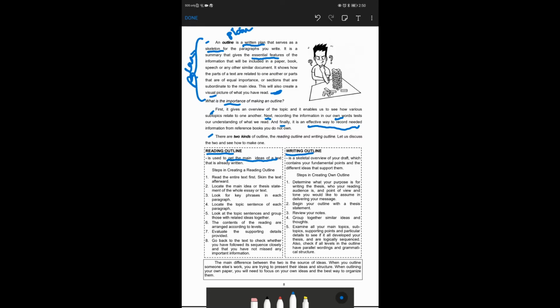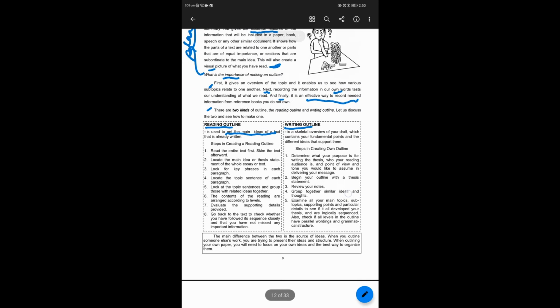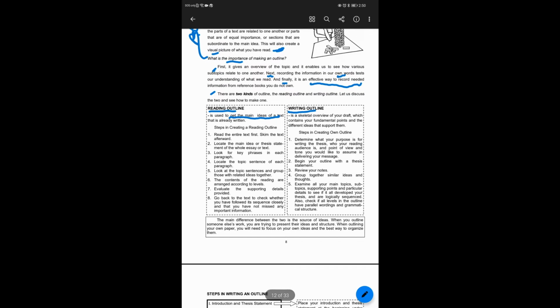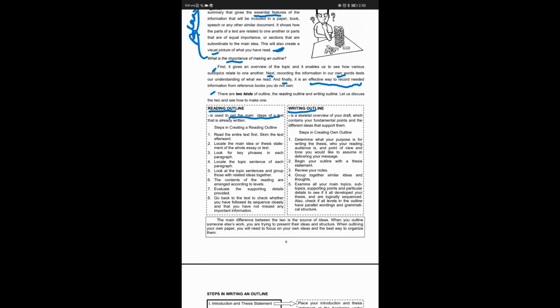So, ang ginagawa mo ay reading outline. Ibig sabihin nun, guys, pag sinabi natin reading outline, kumukuha ka lang ng ideas doon sa may nabasa mong text. Okay? So, you read and then you outline what you have read. So, ito yung mga steps natin in making a reading outline. Of course, first, you have to read the entire text first. Okay? And then, skim the text afterwards.